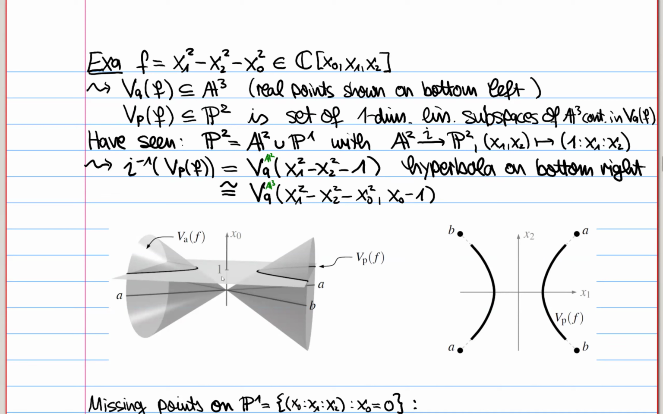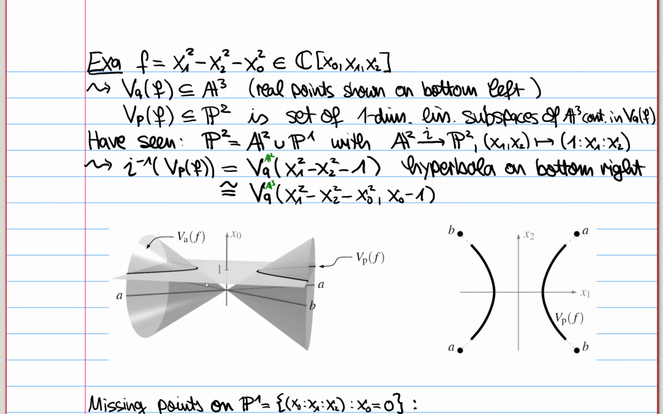if you have any point in P2, then this corresponds to an entire line inside A3. And then, because this equation is homogeneous, once a point satisfies this equation, also the entire one-dimensional space spanned by it satisfies the equation. And so the projective vanishing locus, you can see it as this set of lines through the origin contained in this locus here.